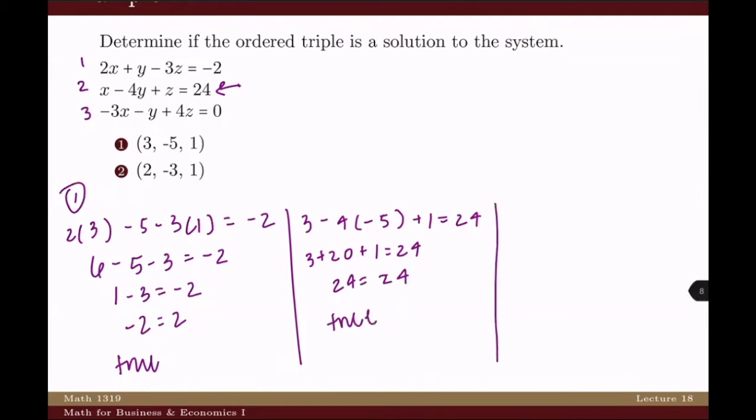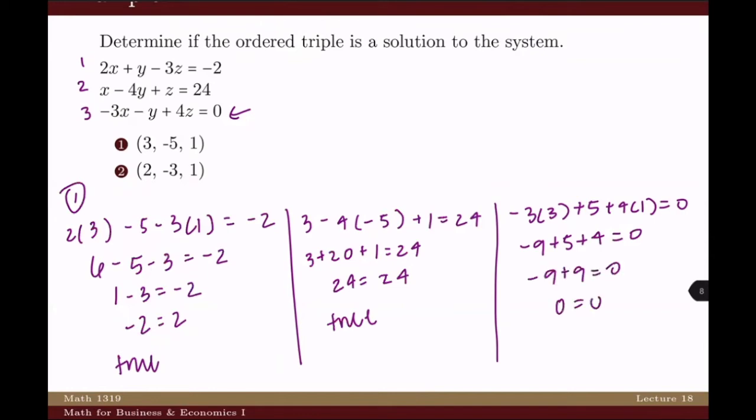And then for the last equation, we'll have negative 3 times 3 plus 5 plus 4 times 1 equals 0. So now we're looking at this bottom equation here. So that means we're going to have negative 9 plus 5 plus 4 equals 0. Well, this is negative 9 plus 9, so that's 0 equals 0, which is true. So the first one is yes, this is a solution.